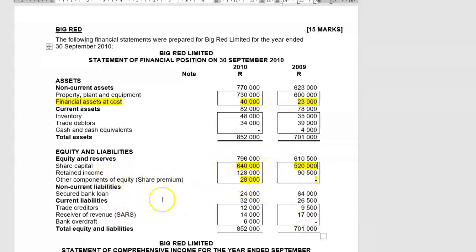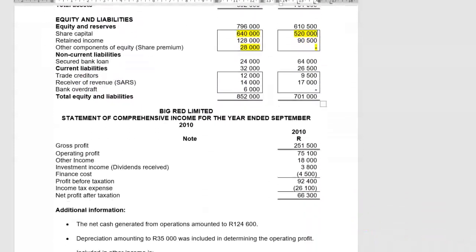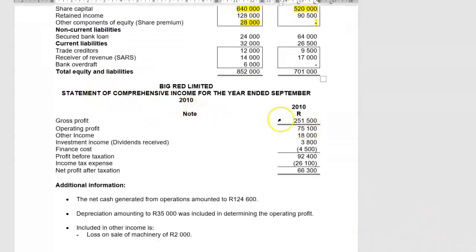Right, retained income. Then we had secured bank loan. There was also a difference. Trade creditors, receiver of revenue charged for income tax, bank overdraft, and equity and liabilities. Then they also gave you an abbreviated income statement. They gave you gross profit, operating profit, other income, investment income. You know that's a separately disclosable item, so let's mark that. Finance cost is a separately disclosable item, so let's mark that one. Profit before taxation, income tax expense, and net profit after taxation.